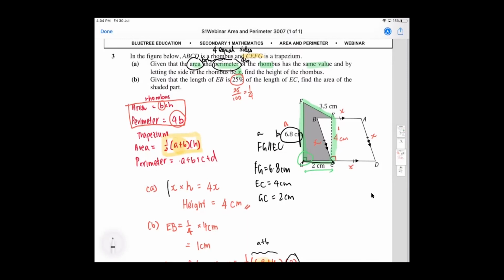So you see here, they say let one side be X. When you let one side be X, X times H is the area. The question says area and perimeter are the same. So this is the perimeter. When you equate the two and compare X and X, H and 4, H is equal to 4.